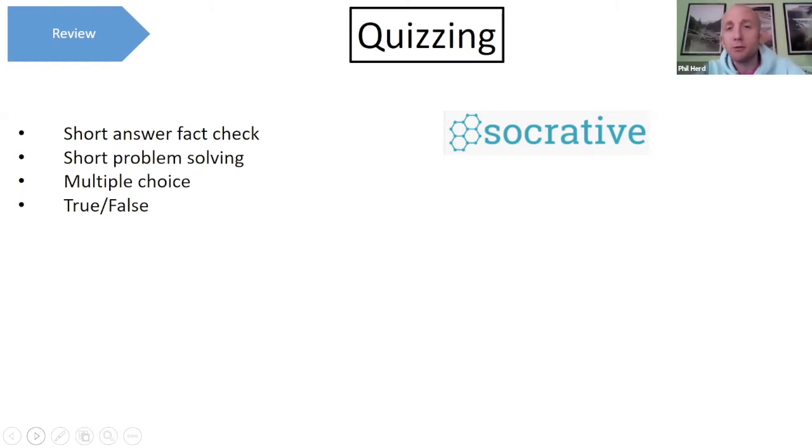through a digital perspective, I'm going to look at using Socrative. Now, in Socrative, you can set different types of questions, which you can see here: short answer, fact check, short problem solving, and then multiple choice and true and false. So I'm just going to give you an example of some of those.